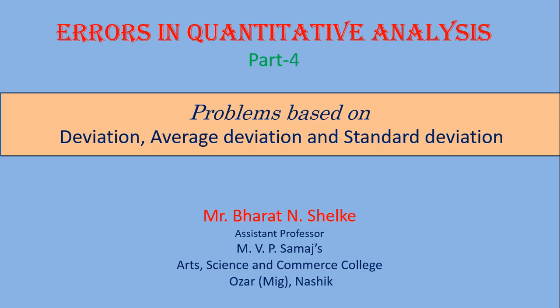Basically, deviation means the difference between an individual result and the mean or average result. Average deviation means the average of all deviations. And standard deviation is the square root of the sum of the squares of all deviations divided by one number which is less than the number of measurements. Now see the problems based on these terms.